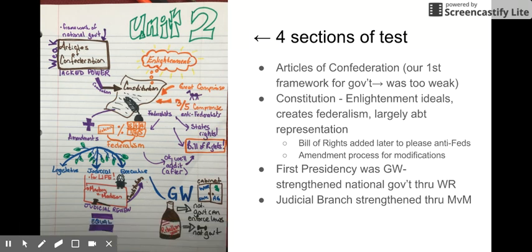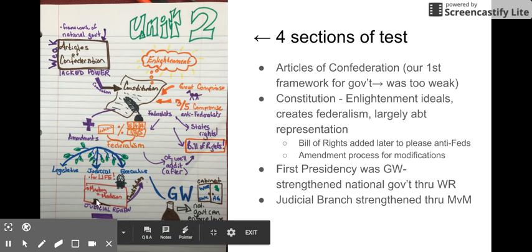So if Congress makes a law, for example, the judicial branch could say, no, that's unconstitutional. So what this did is it helped to make the judicial branch more equal with the other 2 branches.